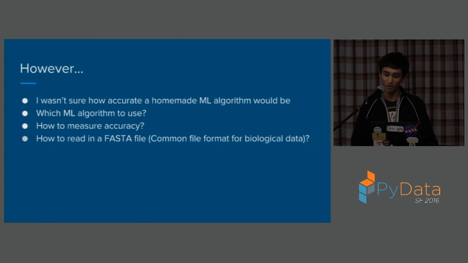But I quickly ran into some problems, because this was last year, and I was still kind of a newbie to this whole machine learning in Python thing. So I thought I would have to write my own machine learning algorithm myself. So I wasn't sure how accurate that would be, because I had never written one before. I also wasn't sure what kind of machine learning algorithm to use, because I was inundated with all this information: neural networks, decision trees. What does that even mean? I wasn't sure how to measure accuracy and how to read in a FASTA file, which was the file format that those genetic sequences of HA and NA were in. So I wasn't sure how to read those in.